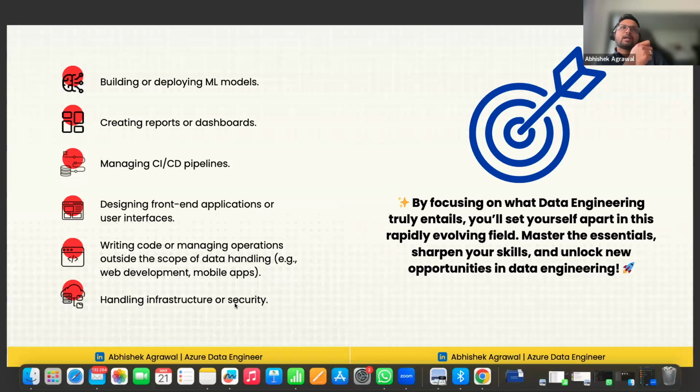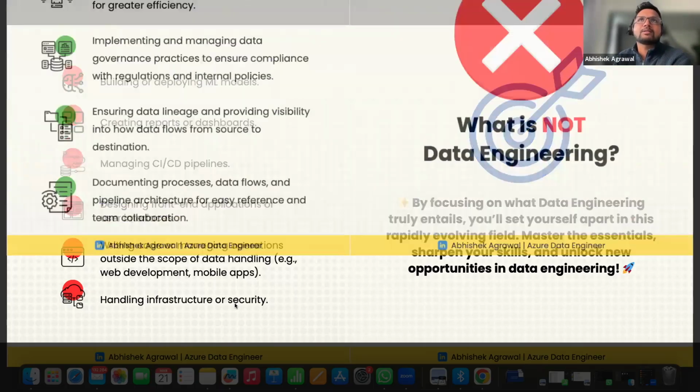And I will not tell about the front end application. I will also not tell about infrastructure security, just the very basics. So all of this I will tell only at a very basic level, and I will not go deep into these concepts because this is not a data engineering task. Okay.